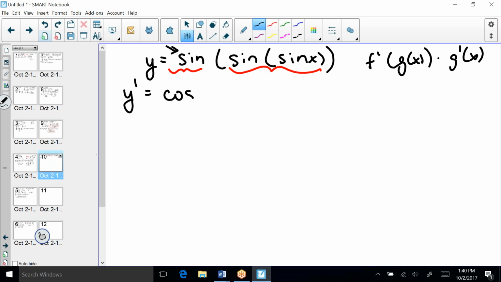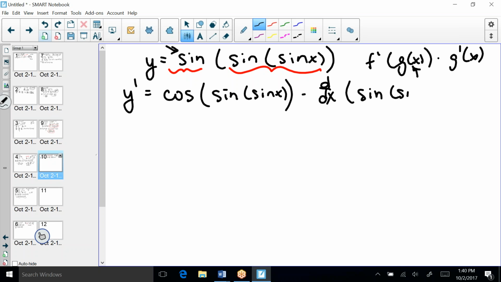Derivative of sine is going to be cosine. And then after we take that derivative, we're just going to write the inside function. So we're going to copy it, sine of the sine of x. Don't change it, just copy it exactly the way that it is. And then we're going to multiply by the derivative of the inside, d dx of the sine of x.